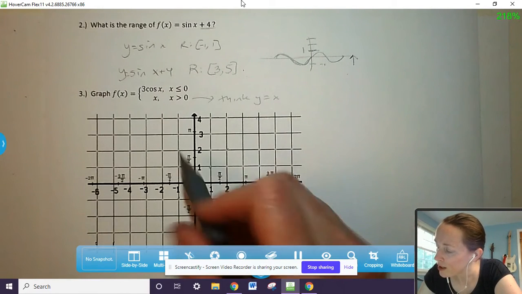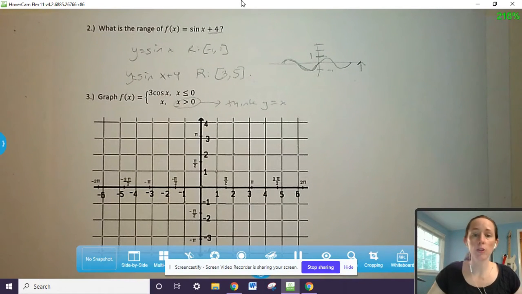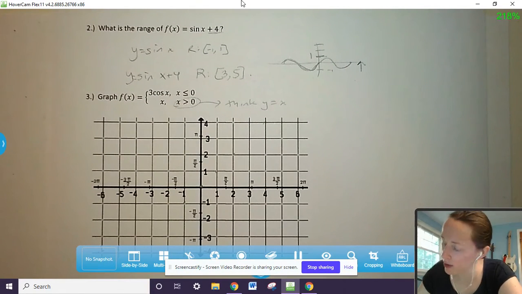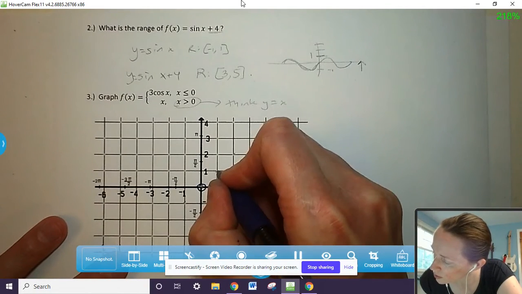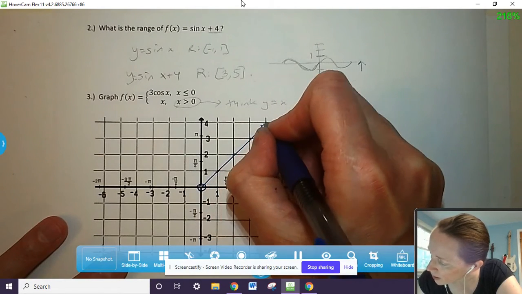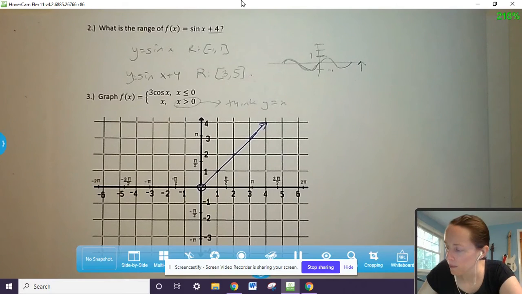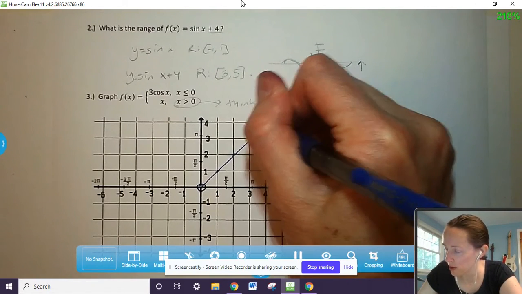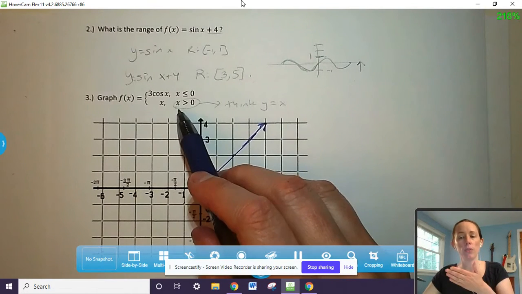And we're only going to use that function where x is greater than 0. So I'm not going to use that down here. I'm only going to do an open circle here and then going through 1, 1, 2, 2, 3, 3 up to the right. I can put an arrow on that because it does continue in that direction forever. No changes beyond that, just continues with that same slope. So that is using y equals x for anything that's greater than 0.